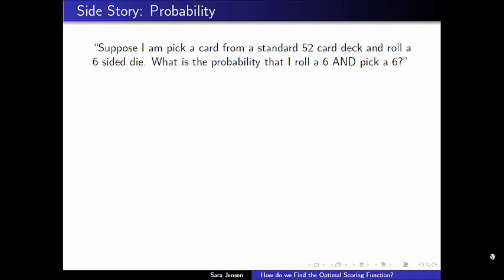So I want to think about something that would come out of a standard probability question, which is, suppose that I have a normal, fair, six-sided die, and I've got a standard deck of cards, 52 cards, with 13 cards for each of the 4 suits. And I want to know, what is the probability that I both roll a 6 and pick a 6?